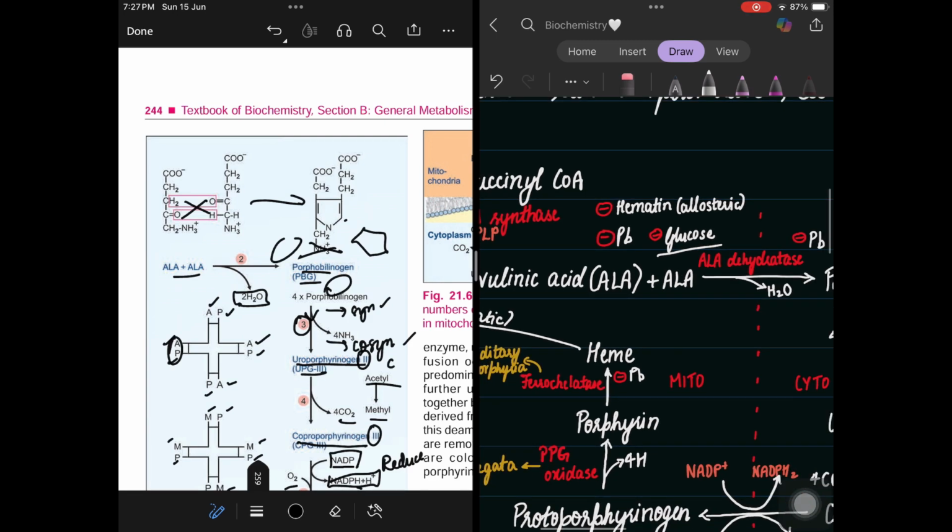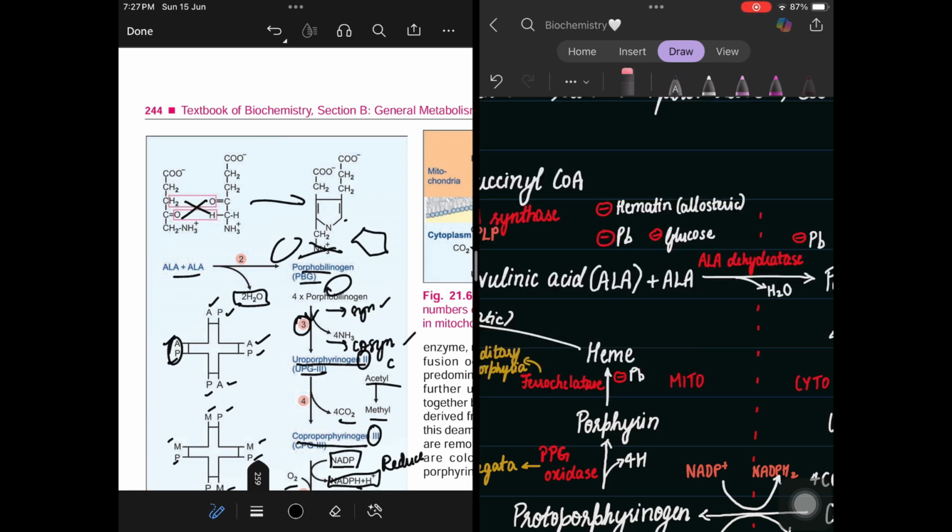What is the application of this? In lead poisoning, your heme synthesis gets inhibited, right? So you have defective heme, defective hemoglobin, and anemia. So you have microcytic hypochromic anemia in lead poisoning because of this, right? And glucose is inhibiting ALA synthase.